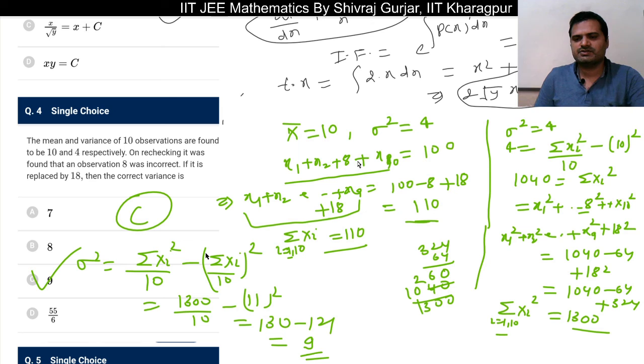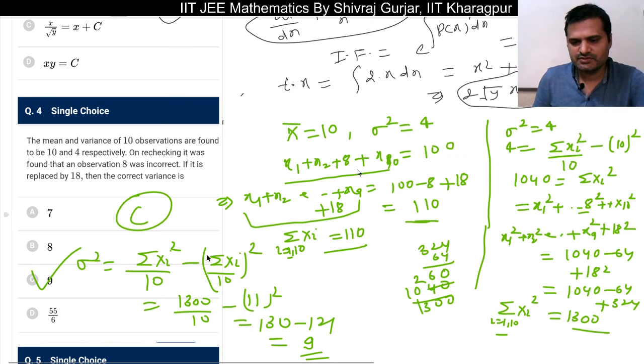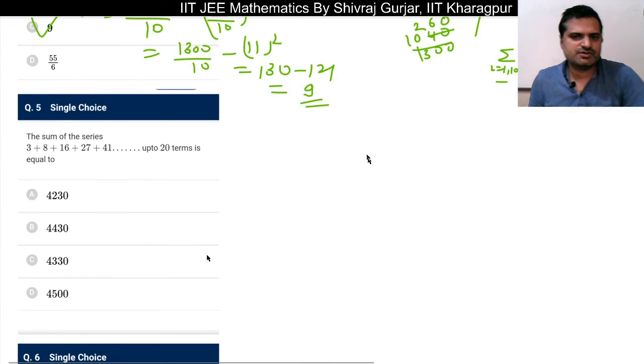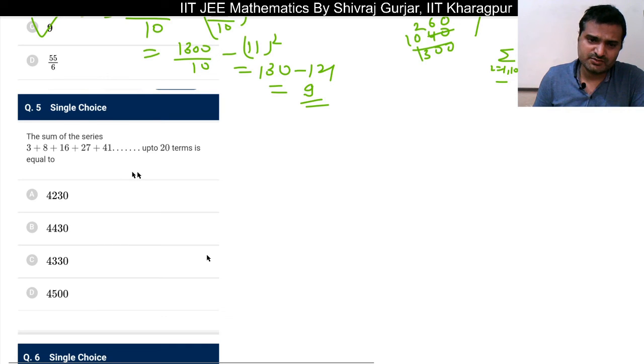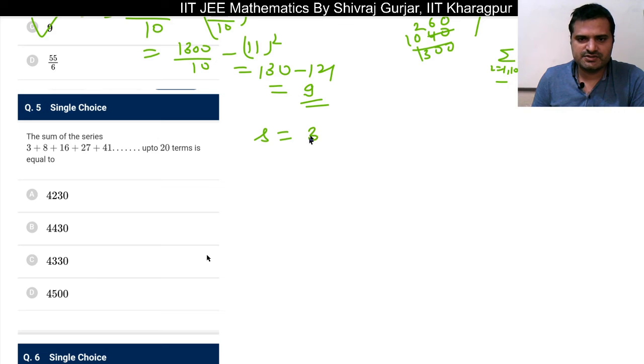Okay, so this was the formula based question. Let's move to the next question. Question 5. The sum of the series up to 20 terms is... The series is given as 3 plus 8 plus 16 plus 27, and so on up to 20 terms.